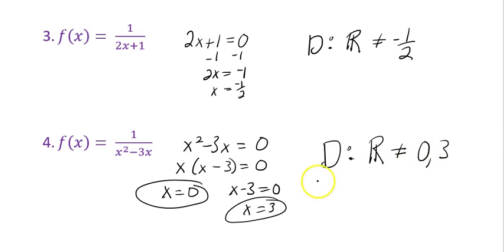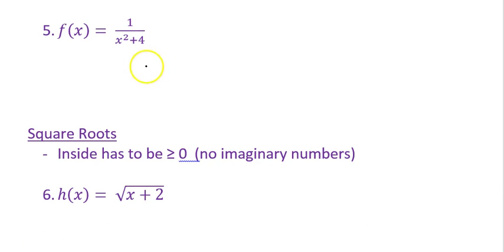Now, if you were having to write that out in the old notation, you would have negative infinity to 0, 0 to 3, and 3 to infinity. You would have 3 sections of the graph because it would have all the x values except those 2. And again, you have to use the parentheses on the 0 and the 3 because you cannot include the 0 and the 3.